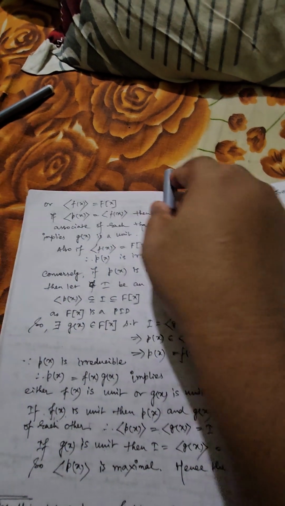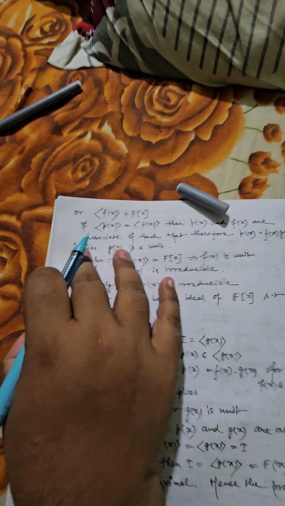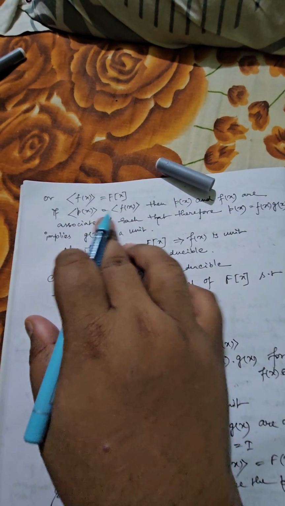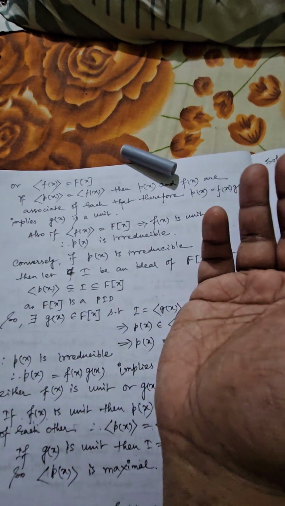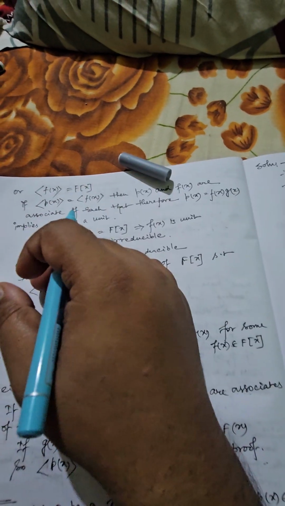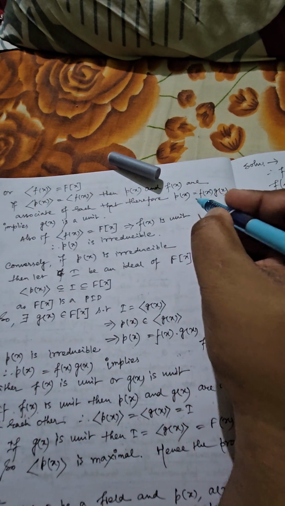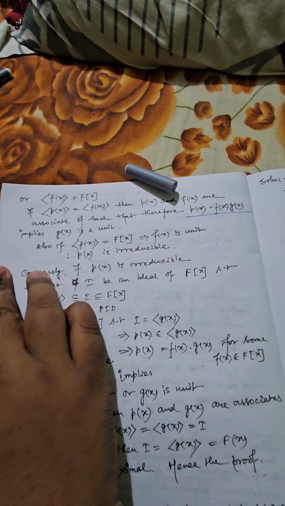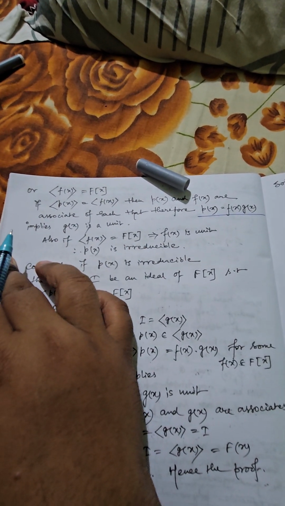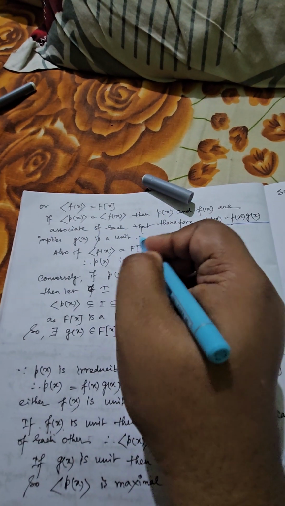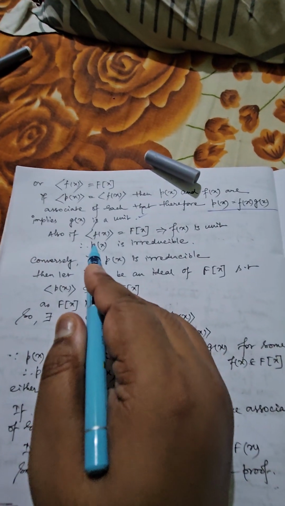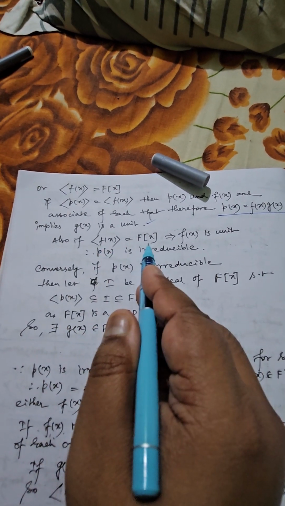Now suppose we are considering the first case. If the ideal generated by p(x) is equal to the ideal generated by f(x), then p(x) and f(x) can be considered as associates with respect to each other, so that you can say p(x) can be written in the form of f(x)·g(x). Then by the definition of associate, we must have g(x) is nothing but a unit. Also, if the ideal generated by f(x) is equal to what?